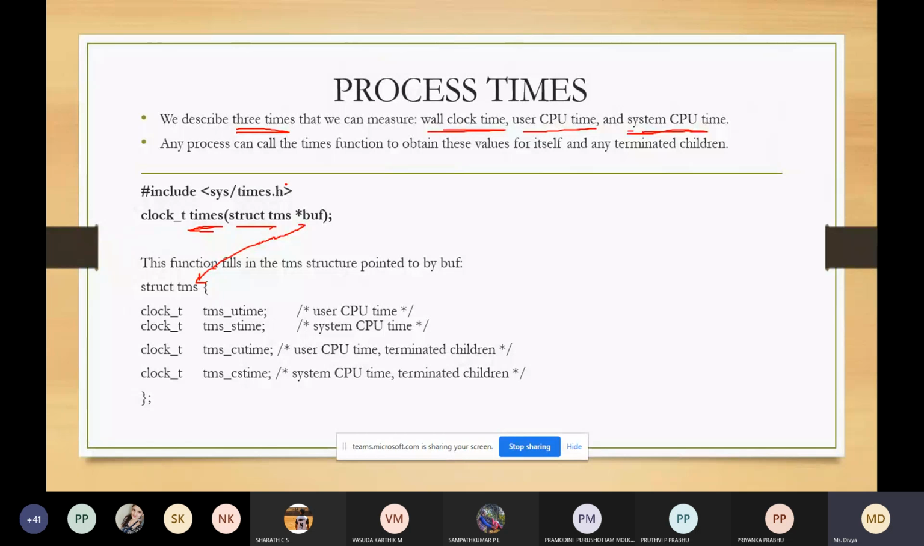So what is the measure used here? The measure is based on wall clock time. Time will be given for the process if everything is okay, or it will return -1 on error.